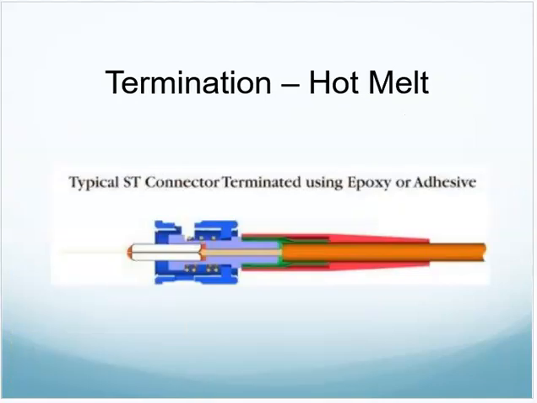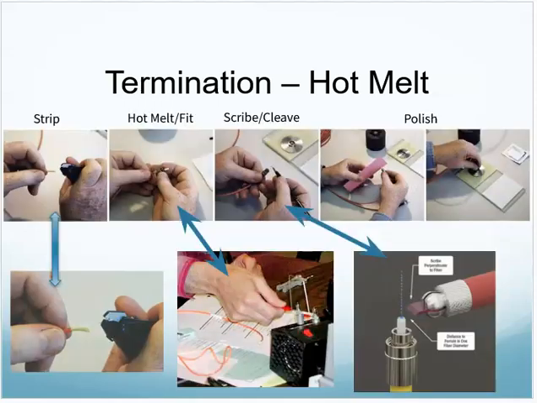If I do a hot melt, this was like generation number 2. Think of it as glorified hot glue, okay? The process is very much the same. I'm just going to fix it in with the hot melt. The hot melt gave the advantage that you could heat it up again and readjust the fiber if you needed to. But then the rest of the process is pretty much the same.